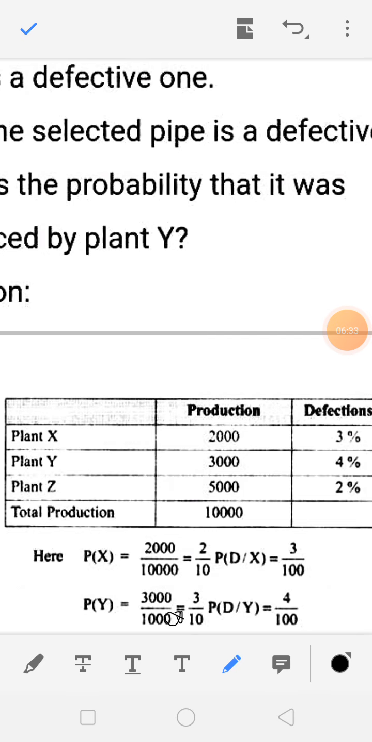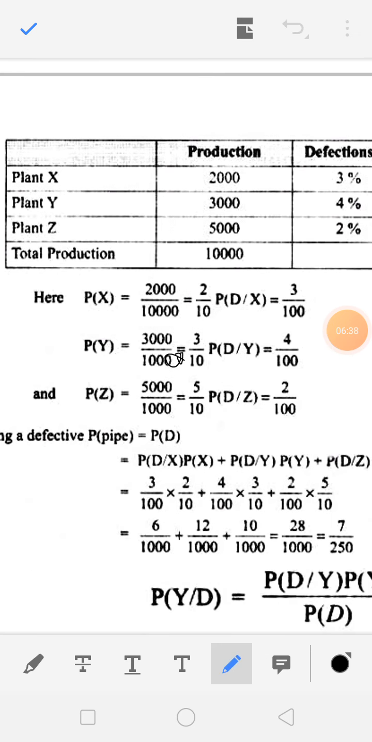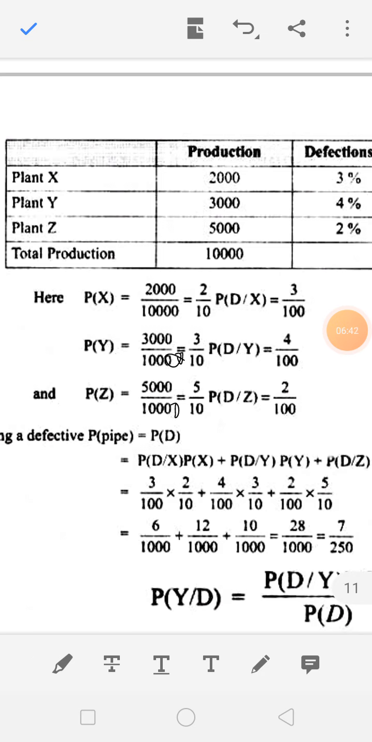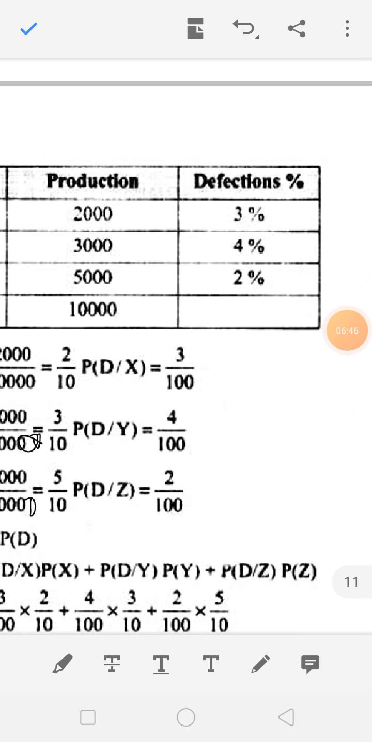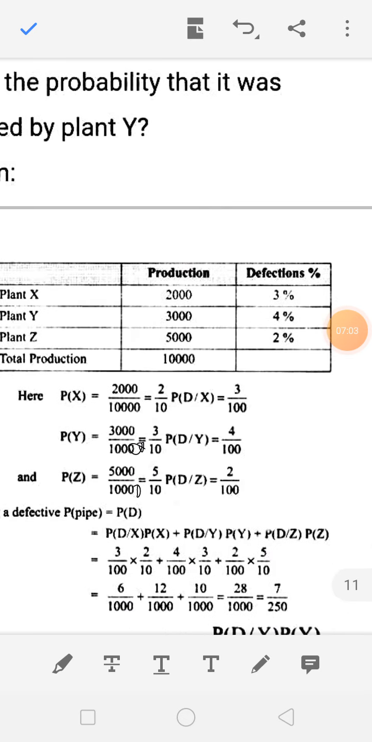Okay, P of Y is 10,000 and P of Z is also 10,000. So 5 by 10, and then the defective percentage. 3 percent defective for X. So how can I write P of defective by X? Like in the first sum we wrote P of D by 1, but here we have to write D by X, because X is a name. So 3 percent means 3 by 100, 4 by 100, 2 percent is 2 by 100. That is the first question, defective pipe.